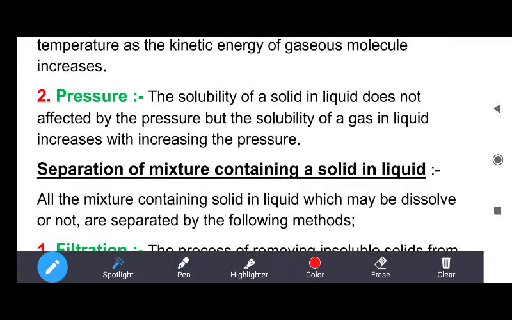The second factor which affects the solubility of a substance is pressure. The solubility of a solid in liquid is not affected by pressure. If you prepare a solution of sugar and water, then the solubility of sugar in water is not affected by pressure, but the solubility of gas in liquid increases with increasing pressure.